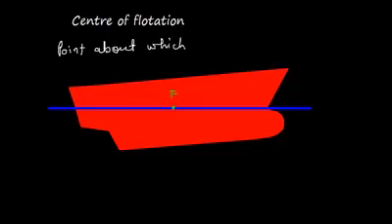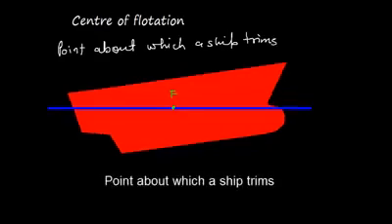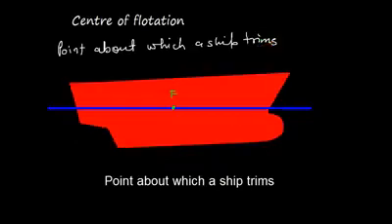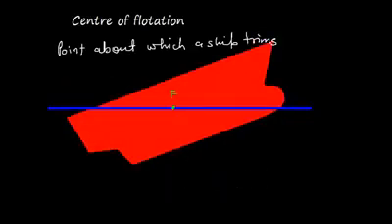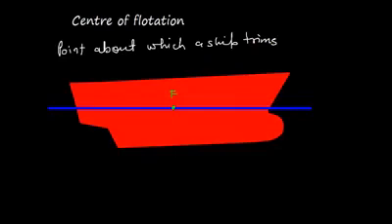about which a ship trims. Well, this is a sort of pivot point and the ship is going to trim about this point. Ship is going to pivot about this point like this.